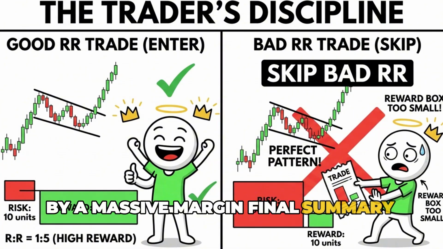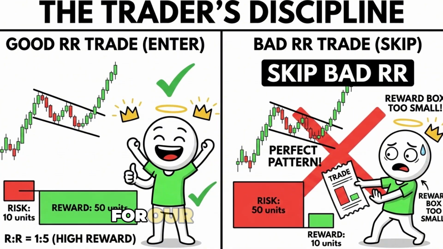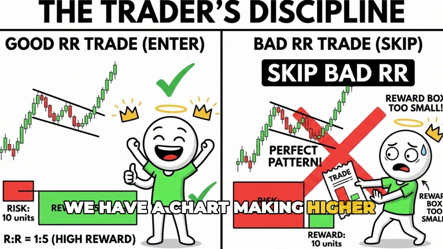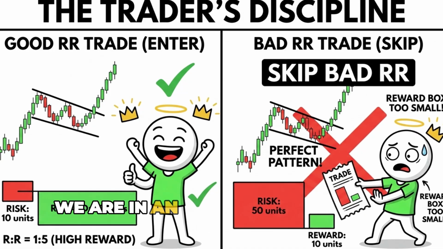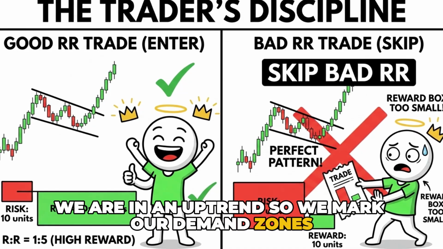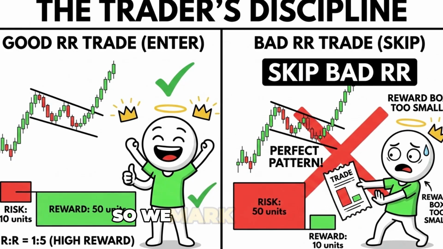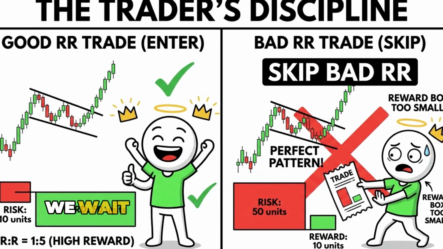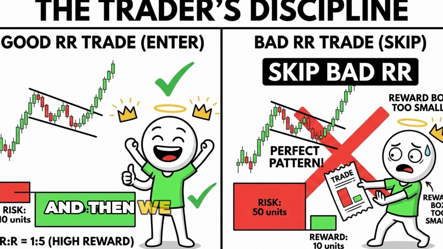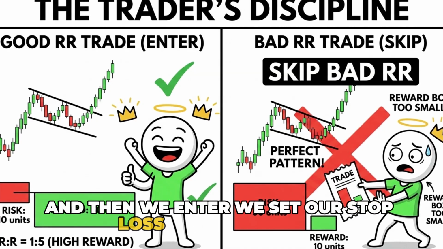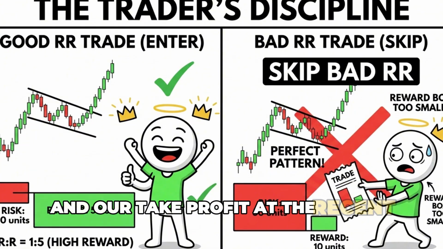Final summary. Example. For our final example, we have a chart making higher highs and higher lows. We are in an uptrend, so we mark our demand zones. We see a consolidation phase right before a massive spike, so we mark that area. We wait for the price to return to the zone, and then we enter. We set our stop loss below the zone and our take profit at the recent high.